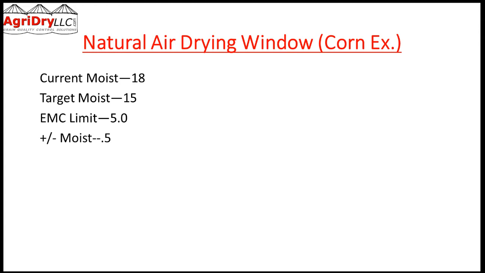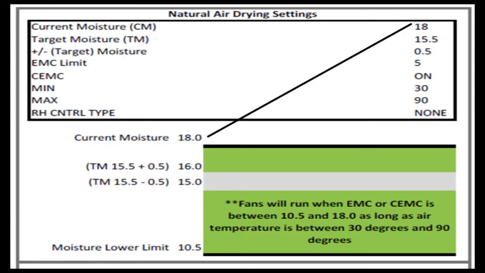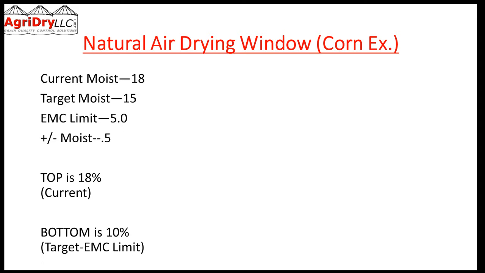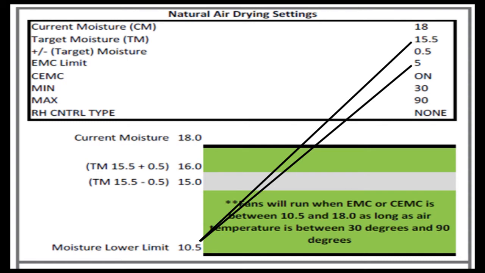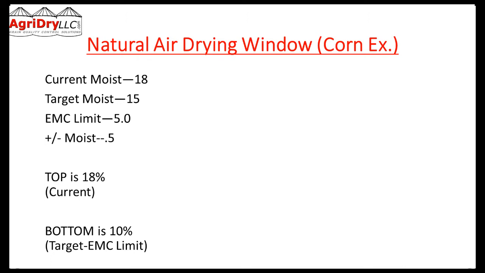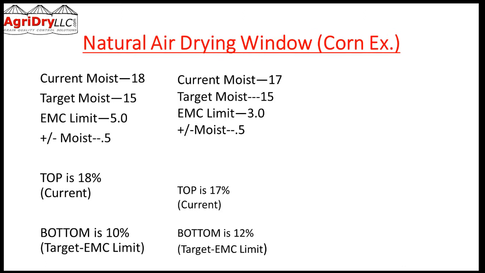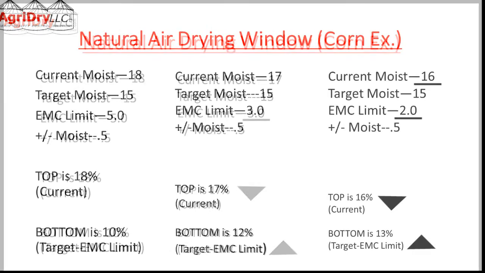What this does is create your moisture window. The top is set by your current moisture, 18. The bottom is set by your target moisture minus your EMC limit. In this case, 10%, 15 minus 5. Let's say we pull a sample and we're at 17. We change our current moisture to 17, which adjusts the top end of the window down. We also want to change our EMC limit, which brings the bottom end of the window up. So as we're cutting the extremes off, we're cutting it more and more, going down into our target moisture.